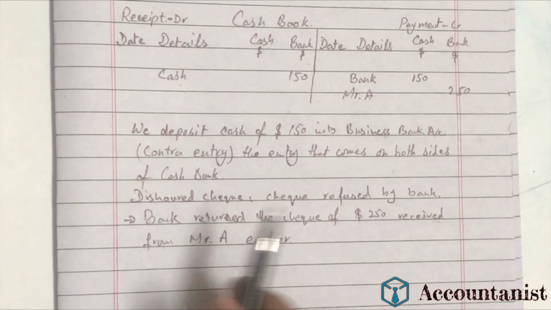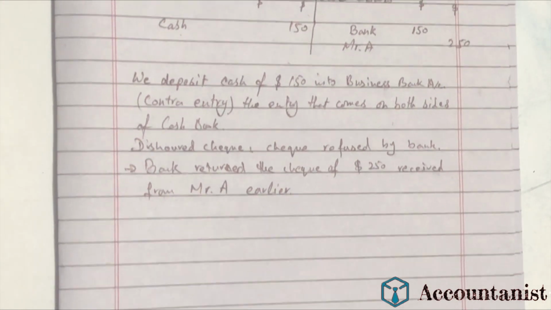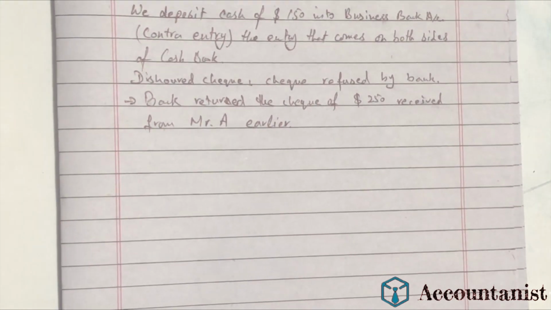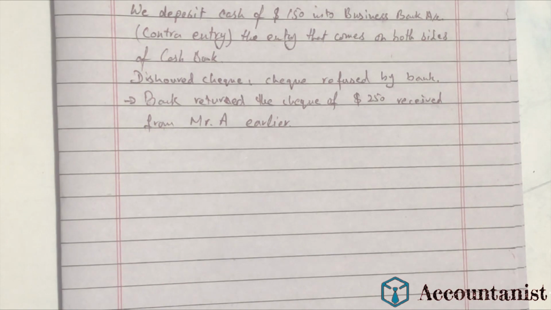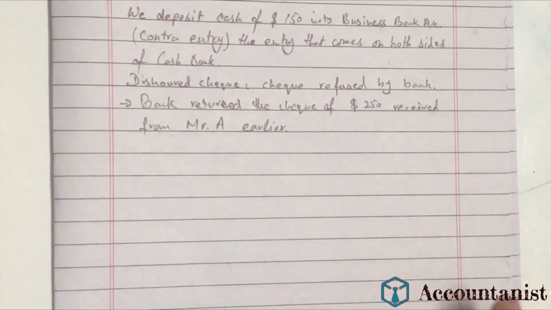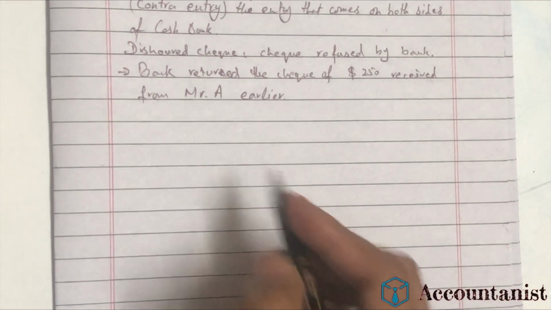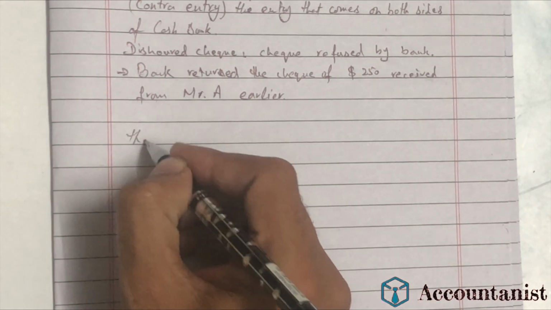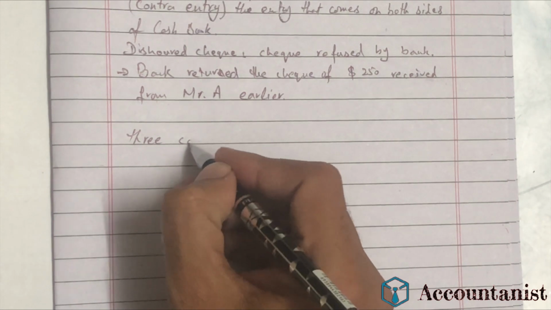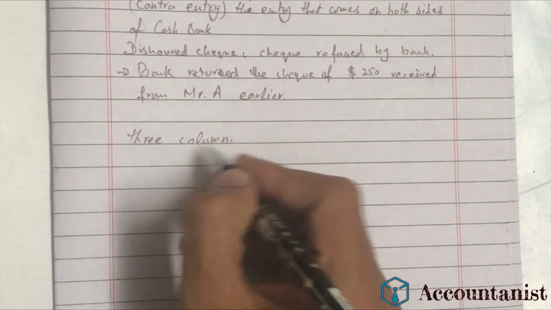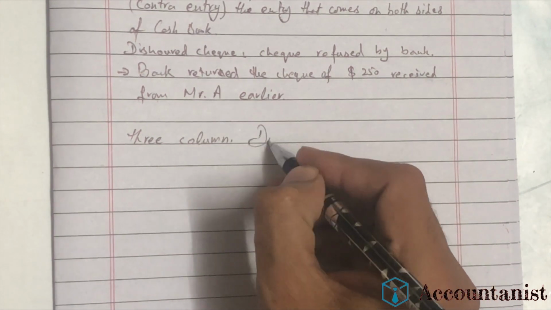The next thing that is very important that comes into this cashbook is the third column. So there will be a three-column cashbook. The third column will be the discount column.